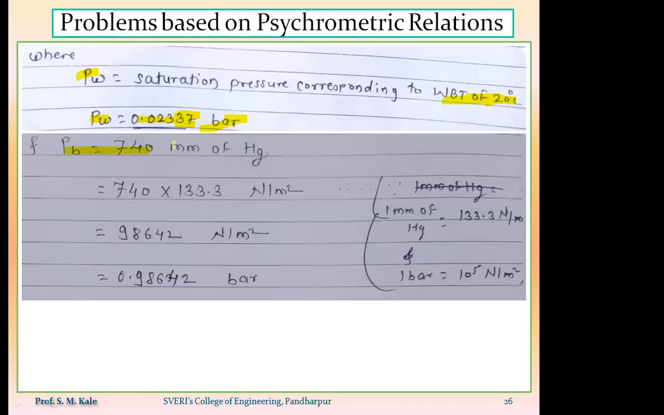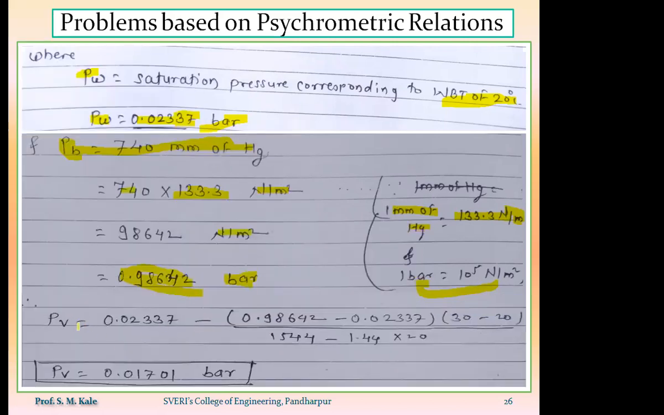Then I will convert that PB from mm of Hg into bar. First of all, for conversion of mm of Hg into Newton per meter square, as I know 1 mm of Hg is equal to 133.3 Newton per meter square, multiply it by 133.3 into 740. So I will get that value in terms of Newton per meter square. Again convert that Newton per meter square in terms of bar, so into 10 raised to minus 5. So I will get the value of barometric pressure as 0.98642 bar. So this will be the value of barometric pressure.